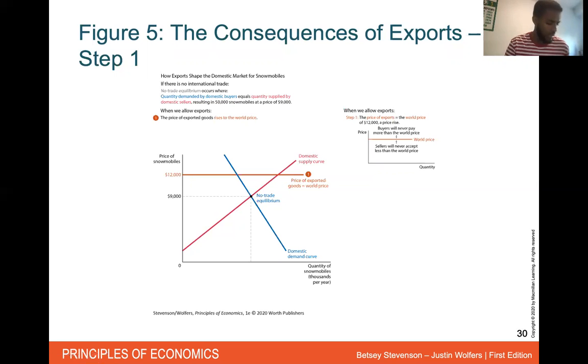So let's say that the price of the exported good rises to the world price. This is the world price for snowmobiles, 12,000. So the price of the good is now going to increase to this amount. Buyers will never pay more than the world price, and sellers will never accept less than the world price.